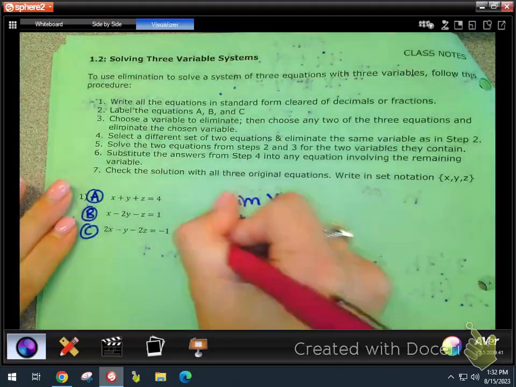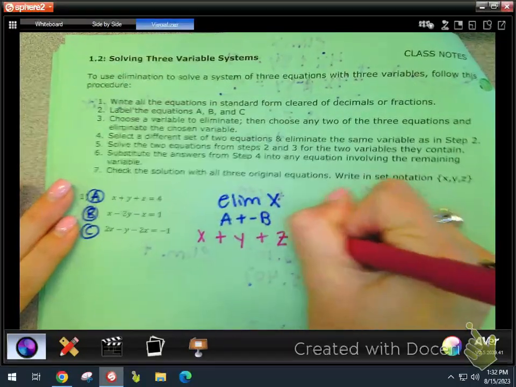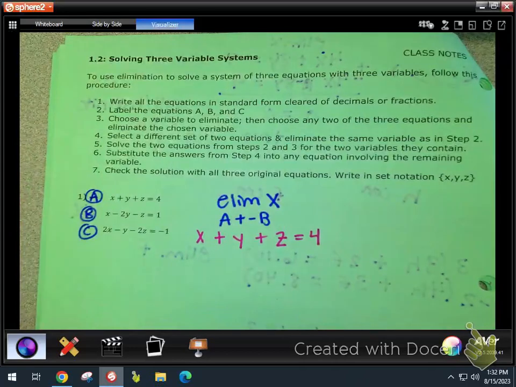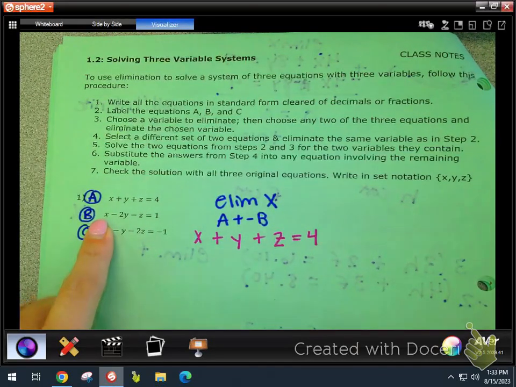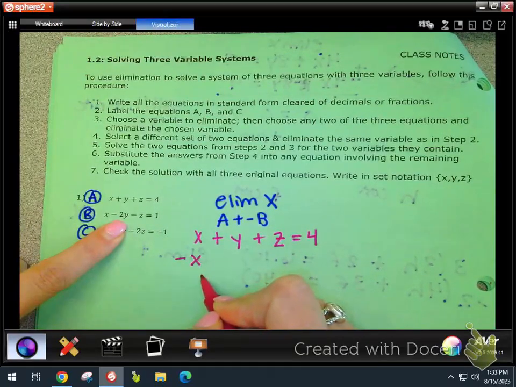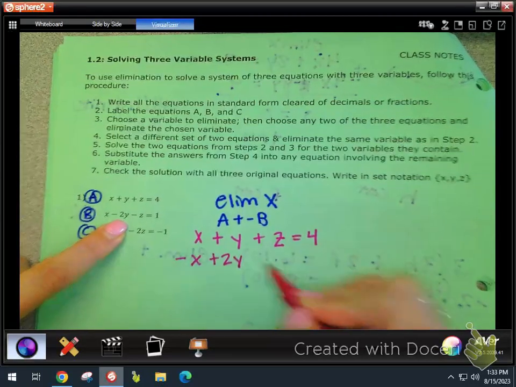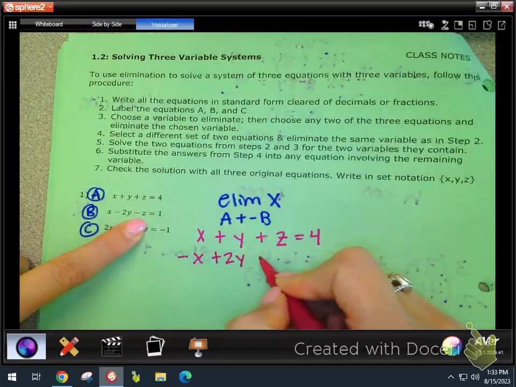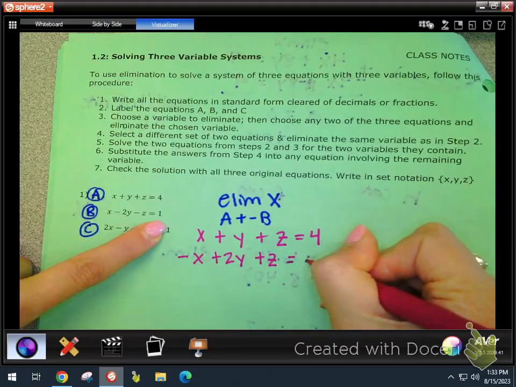A, I didn't change. x plus y plus z equals 4. B, be careful. Anytime you multiply an equation, do not just try to speed through. Go slow, check your work. Multiply it by -1. Negative x, negative 2 times -1 becomes +2. -1 times -1 becomes +1. 1 times -1 becomes -1.